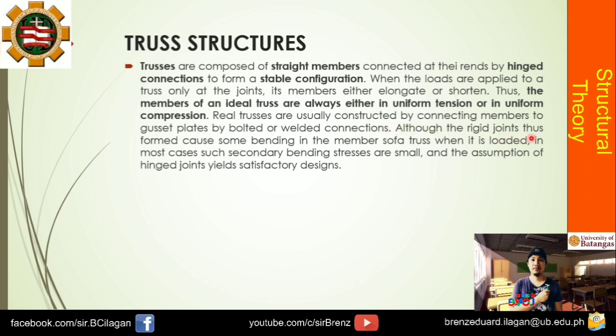Although the rigid joint does cause some bending in the members of a truss when it is loaded, in most cases such secondary bending stresses are small and the assumption of hinge joints yields satisfactory design.